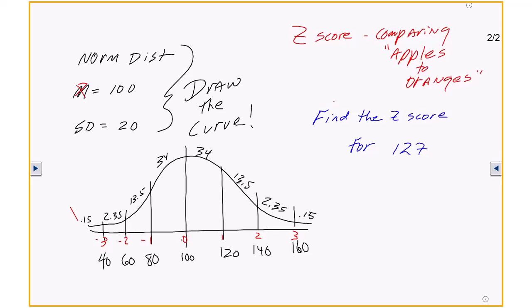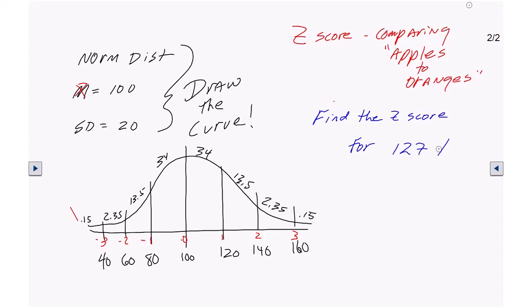And it may give you two test scores and you're comparing them, a psychology test score versus an economics test score. Which one's better? You're comparing two different classes, and that's where this comes in. Right now we're just finding the Z-score. Wednesday we'll do two test scores and we'll go over the test. And that plays into the announcement, but we're going to just wait on that. Find the Z-score for a 127 test score.